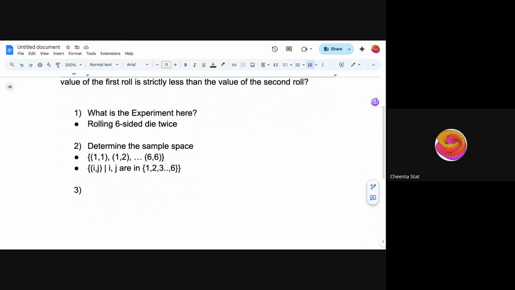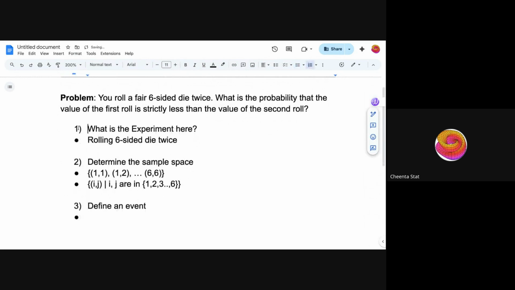Okay, so the next question is: what is an event? Define an event in that case. Anyone? Srinivas or Anisha? We are discussing this problem, Srinivas, that we are rolling a fair six-sided die twice. What is the probability? But we are trying to unroll it step by step. So Anisha, what is an event? A subset of the sample space. Very good. A subset of a sample space.